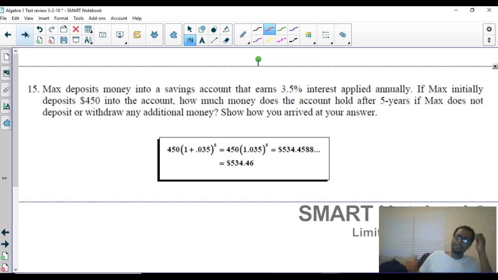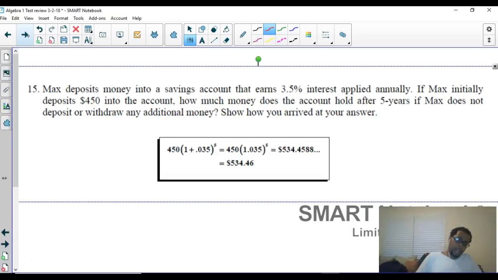Question 15. Max deposits money into a savings account that earns 3.5% interest applied annually. If Max initially deposits $450 into the account, how much money does the account hold after 5 years? If Max does not deposit or withdraw any additional money, show how you arrived at your answer.